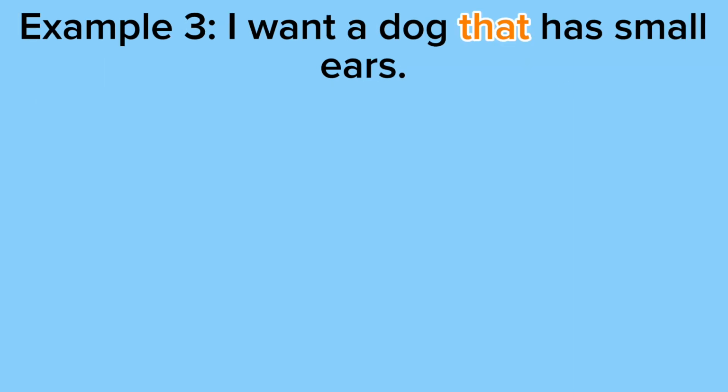Example 3 says, I want a dog that has small ears. So as you can see, if we take out that, the sentence would say, I want a dog has small ears. And obviously that would make sense. And that's why we included the word that, so that the sentence could make sense. In other words, the word that is essential to understanding the meaning of the sentence. It's actually essential to the sentence making sense.